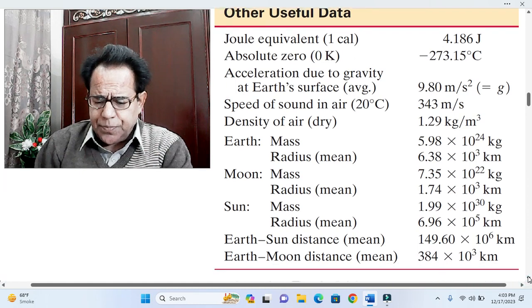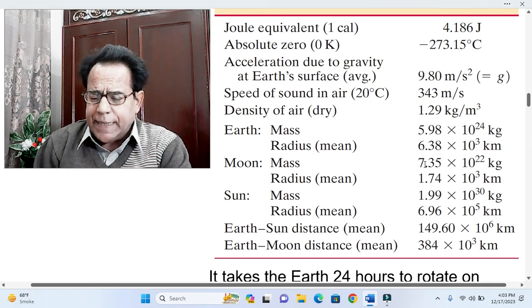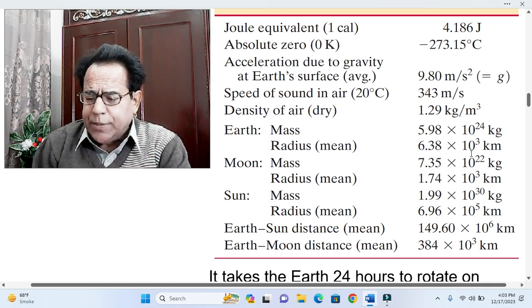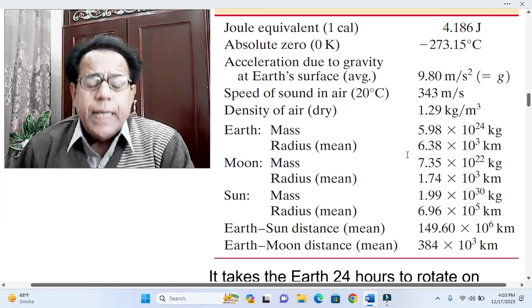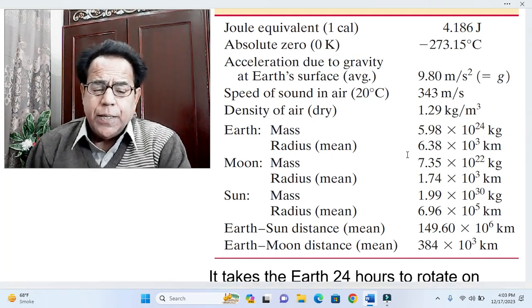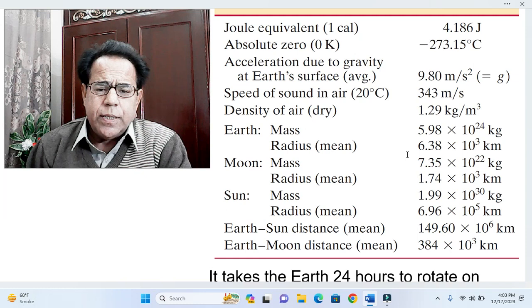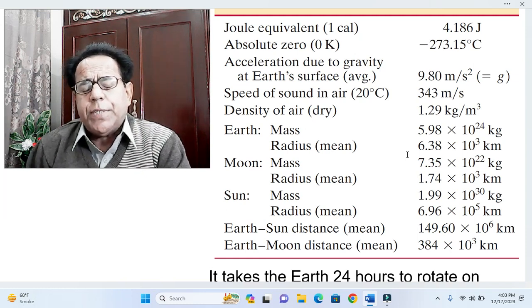Earth, mass this and mean radius is equal to 6.38 into 10 raised to the power 3 kilometers. Actually, dear students, here in the statement, the radius is given as 6400 kilometers, which when converted into meters will become 64 with 5 zeros.